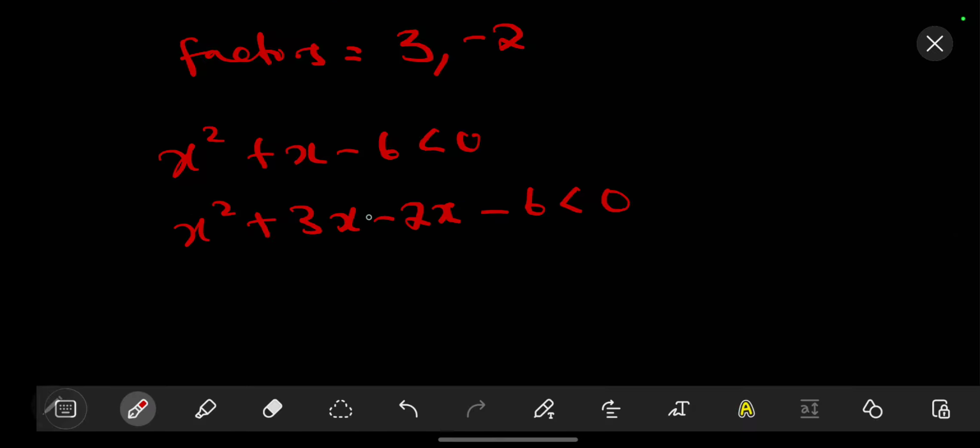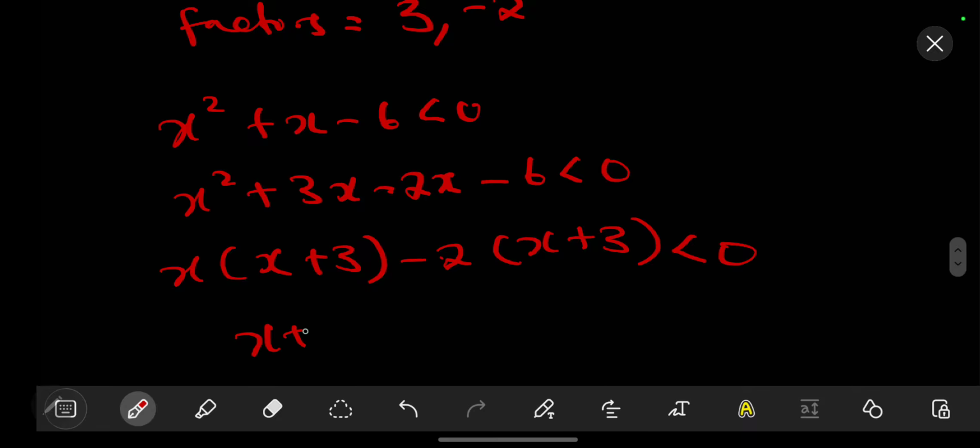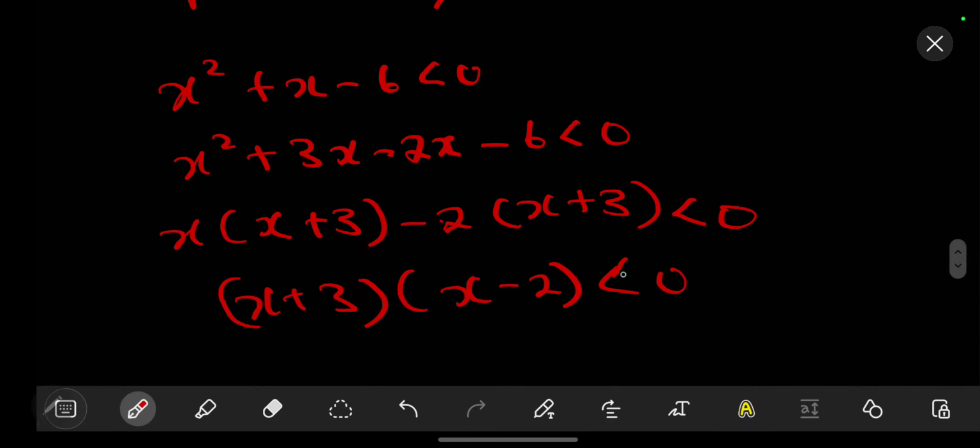Then we are going to factorize here. So we have x, open brackets, x plus 3. Then we have -2 common, and we are remaining with x plus 3, less than 0. If you don't know how to factorize this, you should comment, and I will forward you the link. So we have x plus 3 and another bracket, x minus 2, less than 0. So we just pick one bracket. This is the approach that we are going to be using.